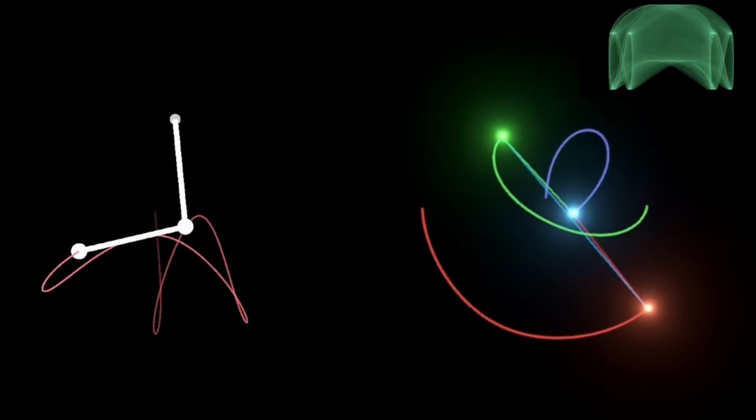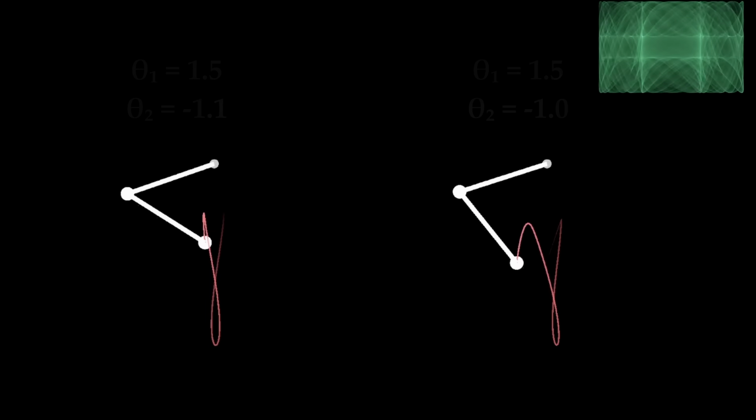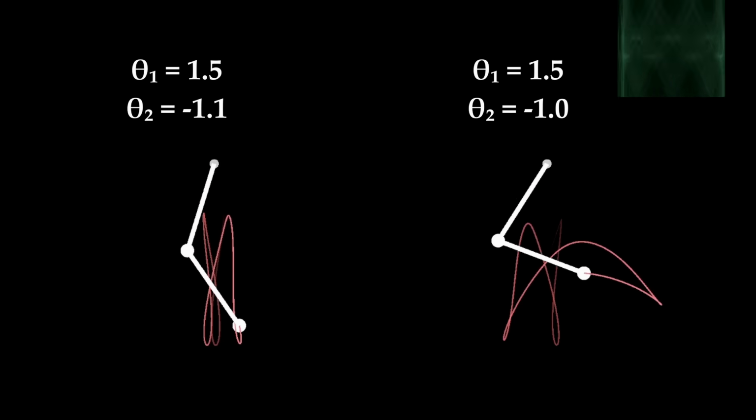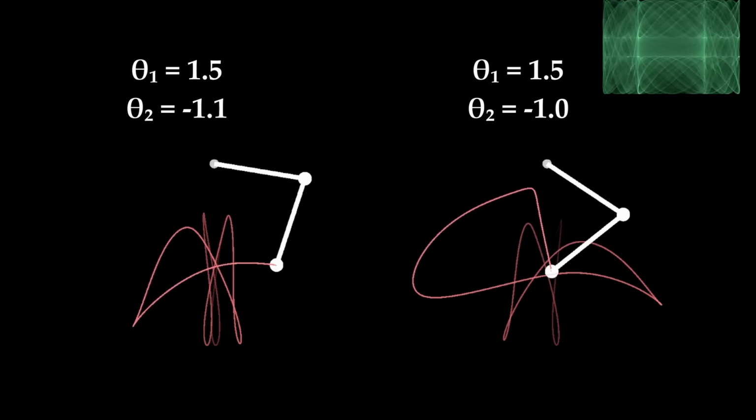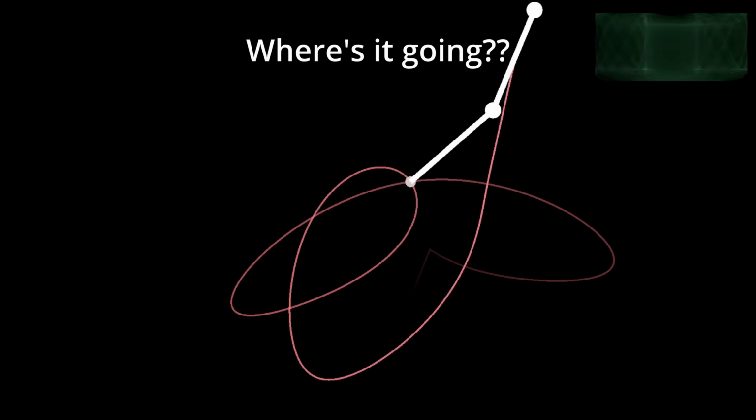Double pendulums and the three-body problem are two examples of chaotic systems. A chaotic system basically means that very slight changes to the initial starting conditions will cause a vastly different trajectory, and these trajectories are either difficult or impossible to predict.